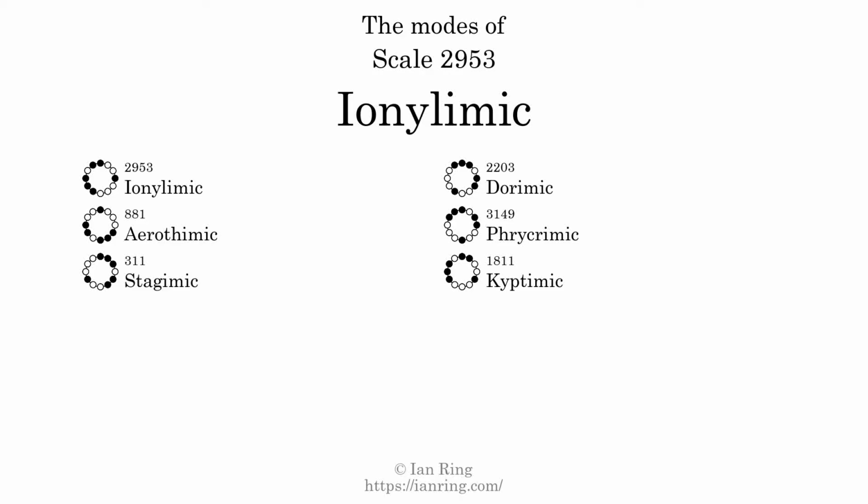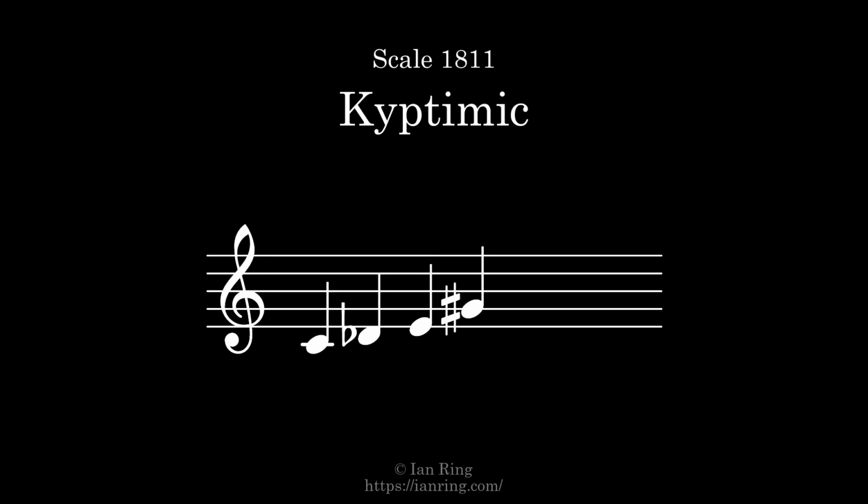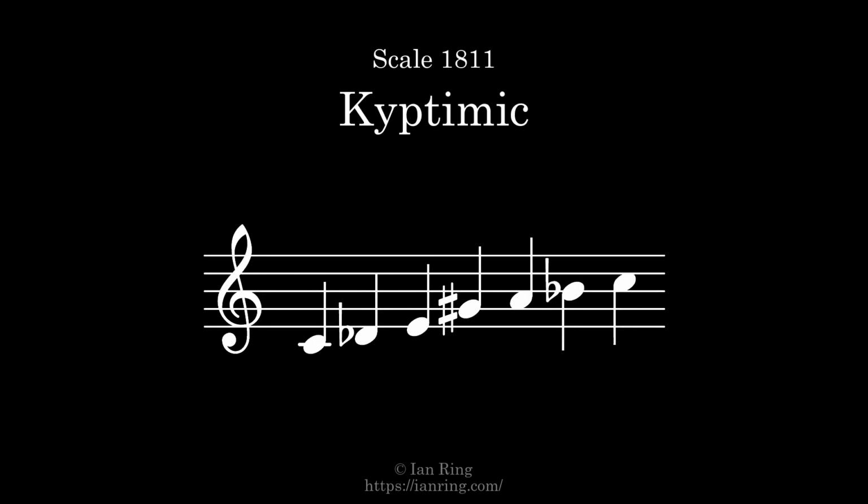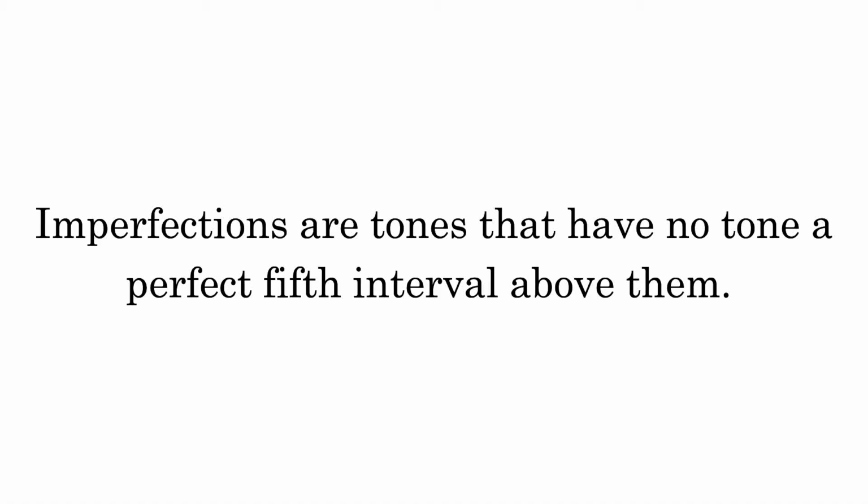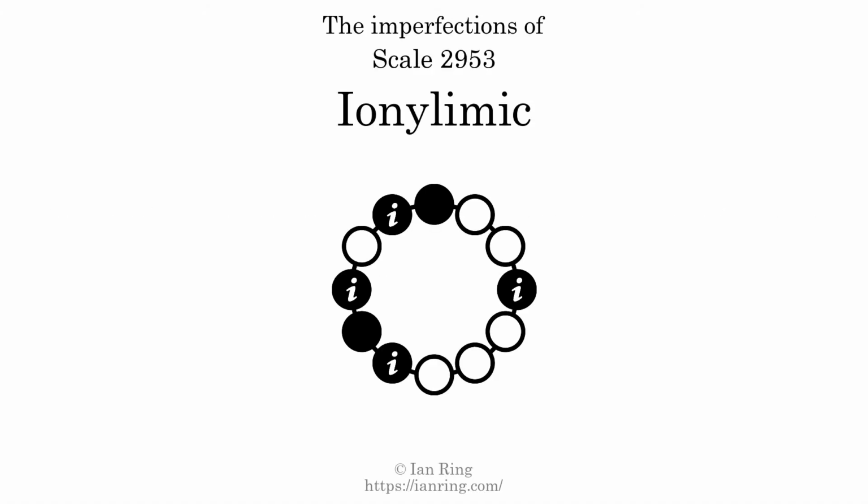The sixth and last mode is scale 1811. Also known as chaetimic. It sounds like this. Imperfections are tones that have no tone a perfect fifth interval above them. This scale has 4 imperfections. They are at positions here, here, here, and here.